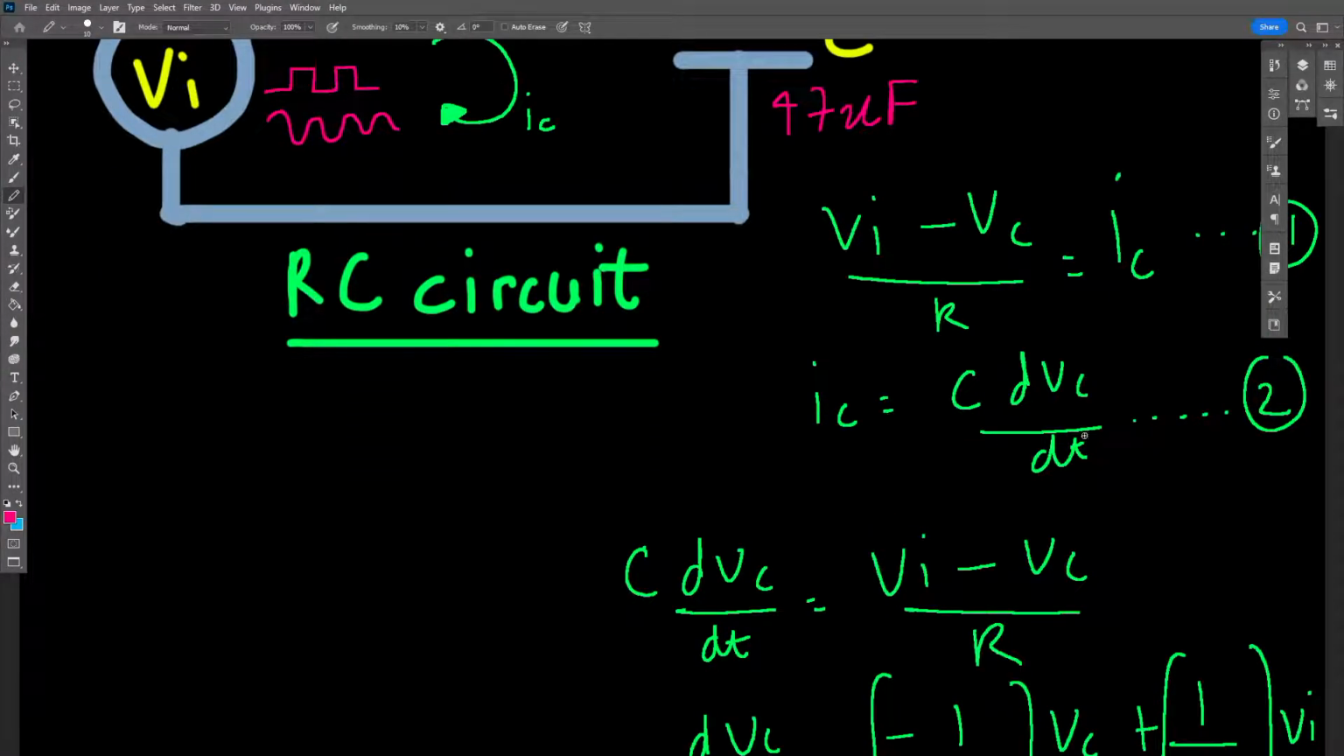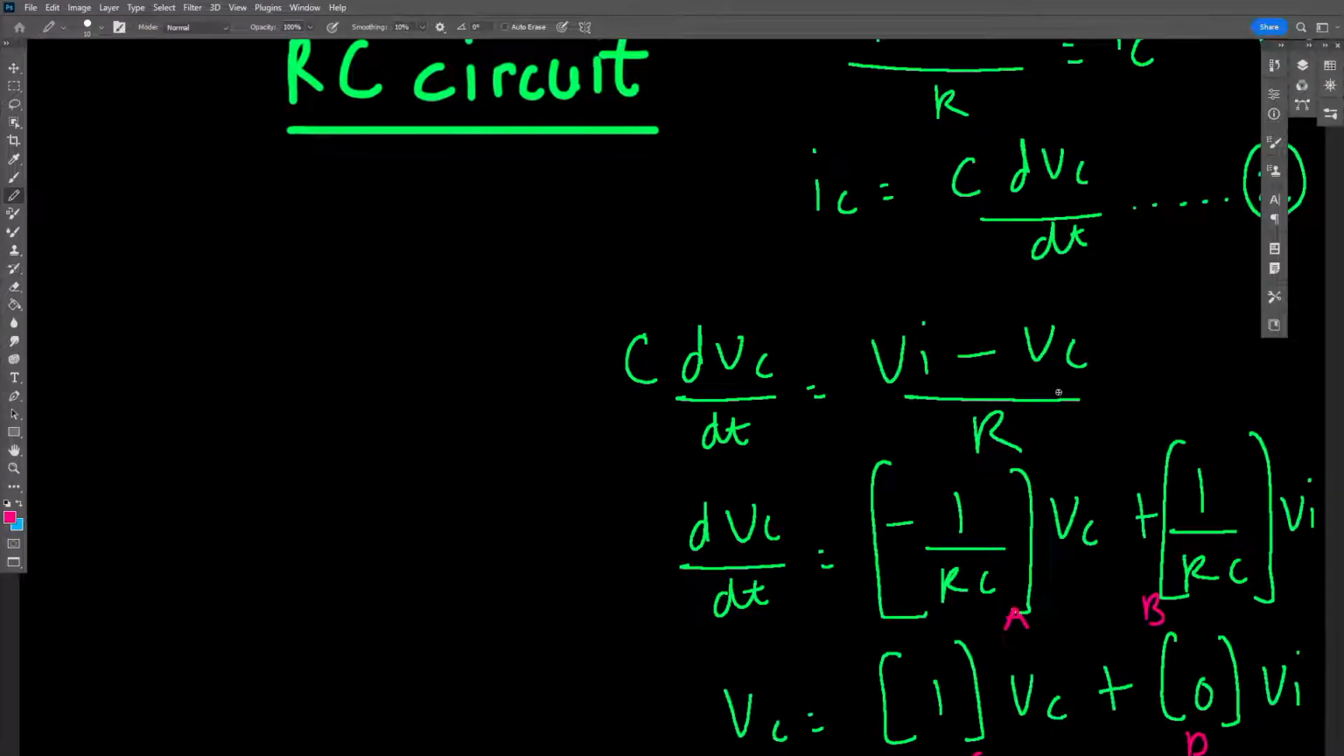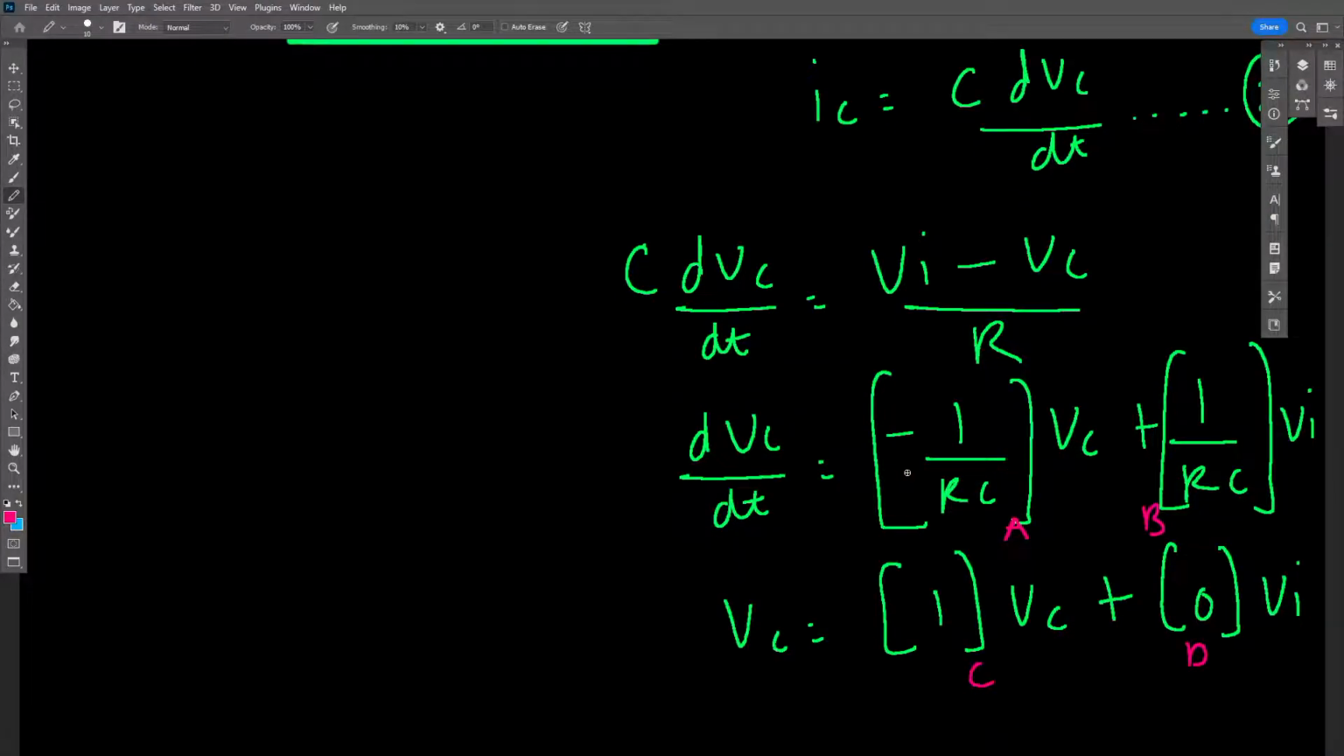And because Ic is equal to C dVc/dt, C dVc/dt is equal to Vi minus Vc over R, and then you organize this equation and you'll get dVc/dt is equal to, this is basically a state space model where you have the ABCD matrices, and that's really the mathematics of it. So A is equal to minus 1/RC, B is equal to 1/RC, C, and D.